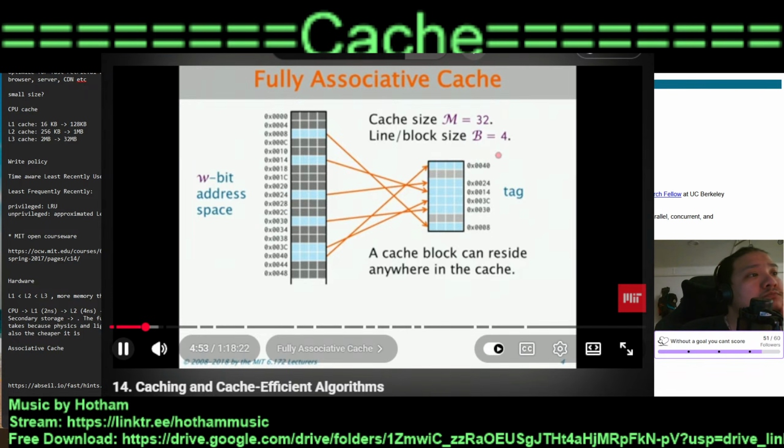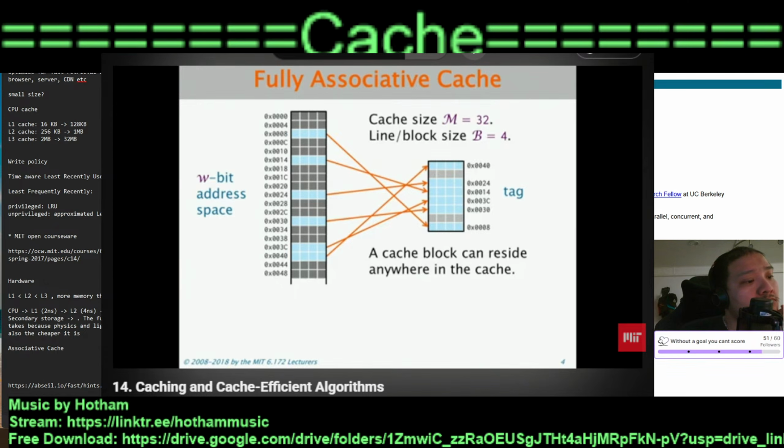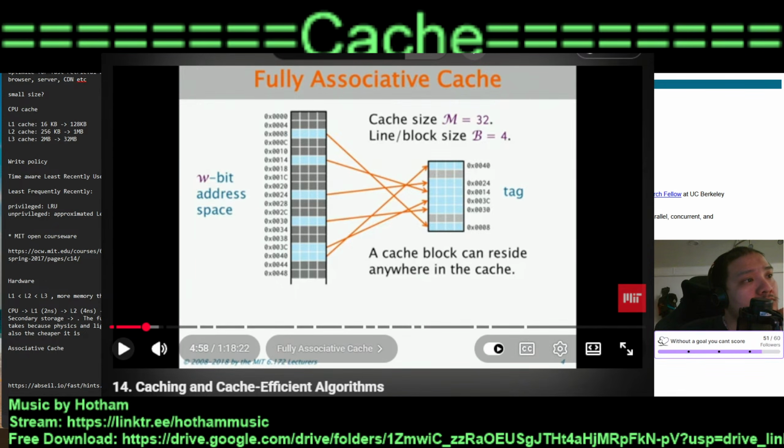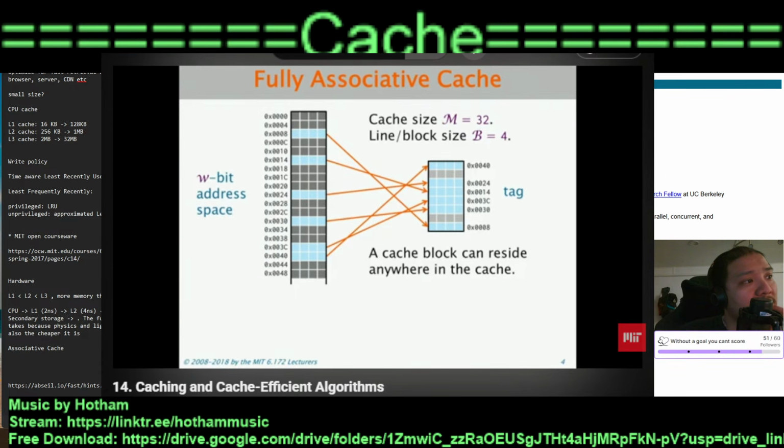The cache block size is 4 bytes here, but on the machines that we're using for this class, the cache block size is 64 bytes. But for this example, I'm going to use a 4-byte cache line. So each row here corresponds to one cache line, and a fully associative cache means that each line here can go anywhere in the cache.